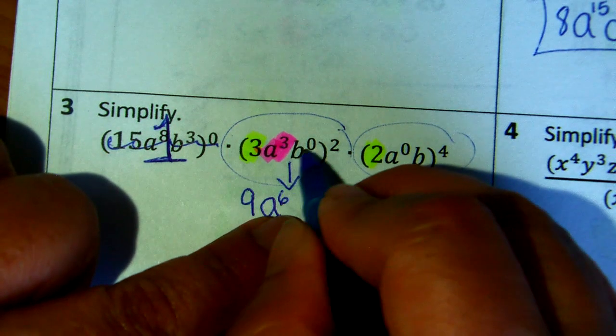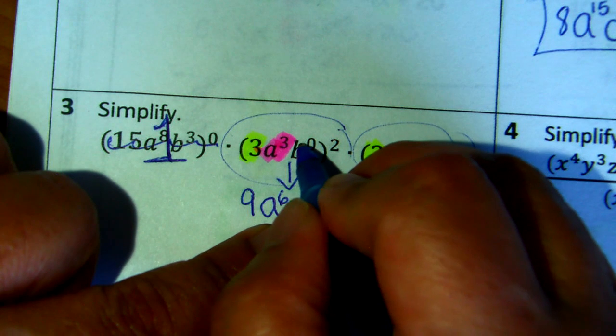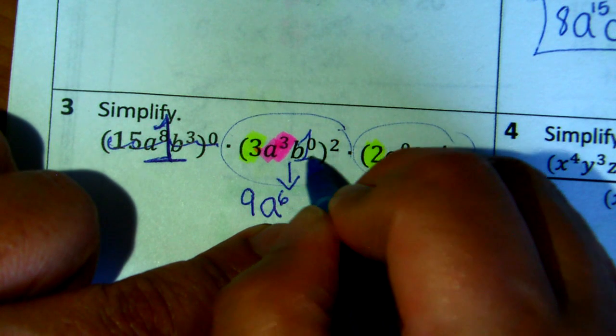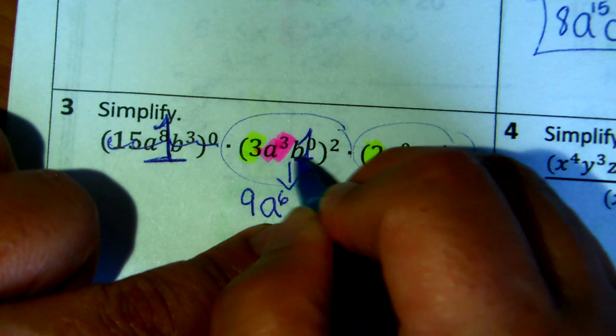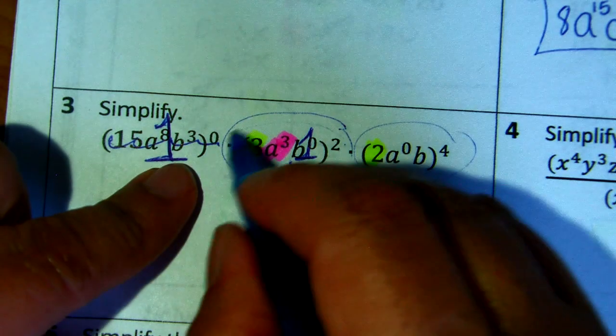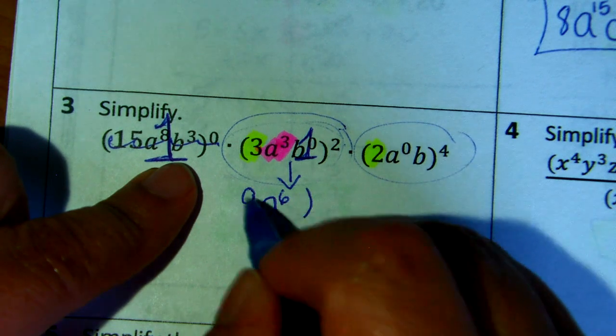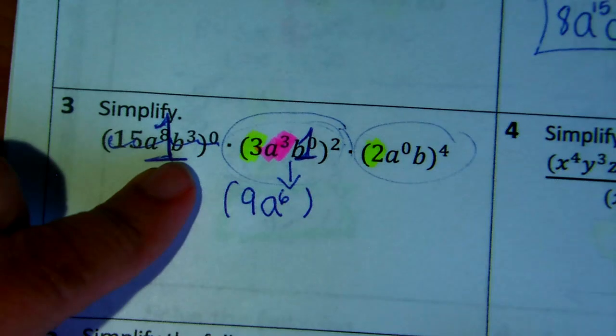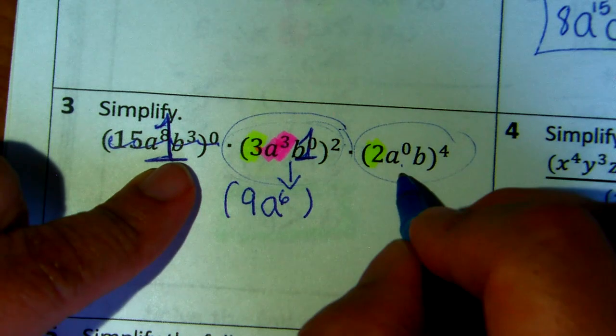B, the b to the power of 0, what happens? All of this is going to become a 1, and 1 to the power of 2 is 1. So this expression right here became this. Now let's simplify this one over here.